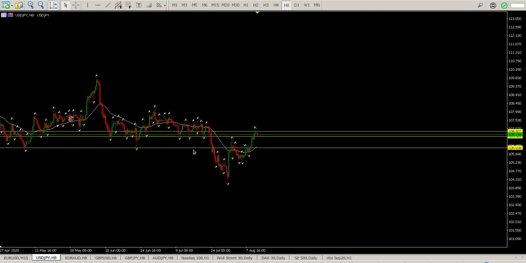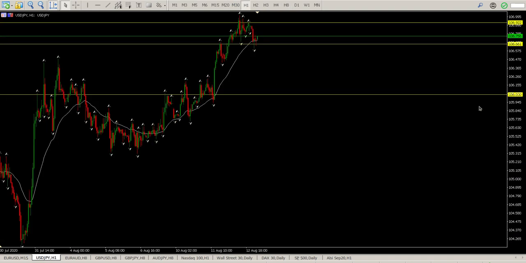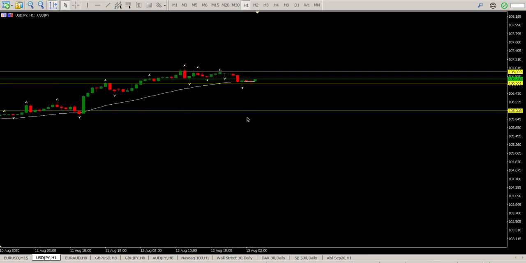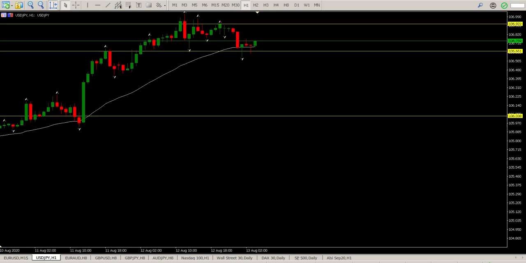But at the same time, one move down, one move up, second move down, one move up, one move down, second move up. So I'm not 100% convinced, but my feeling at the moment is we're coming up into this massive area of resistance. I now want to see what price does, and I'm just going to zoom in here so we can just get a clearer picture.